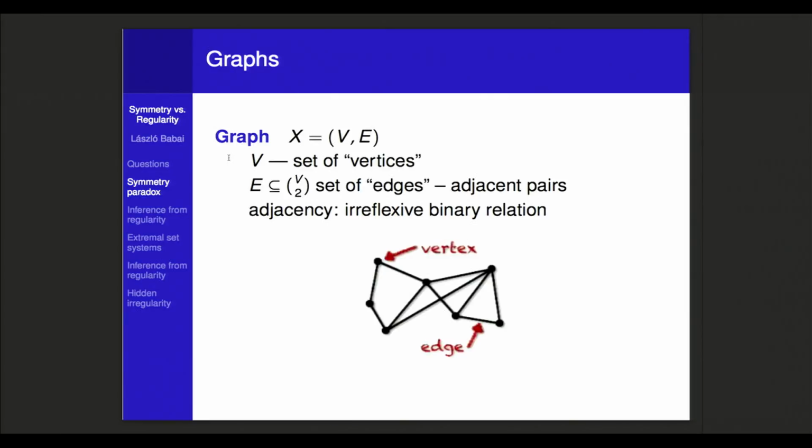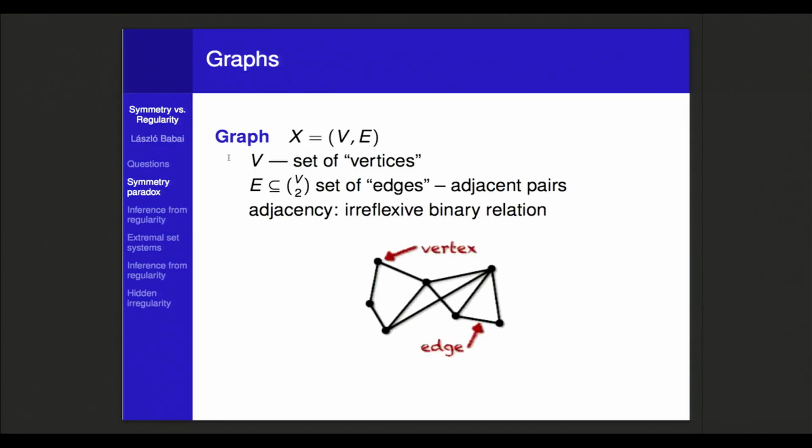So I'm going to talk about graphs. So this is a graph. Okay, a graph is nodes and links between them. The nodes are called vertices and the links are called edges. If V is a set, then V choose 2 denotes the set of unordered pairs. So the set of vertices is V, and the set of edges is a subset of V choose 2. So it is a set of unordered pairs.